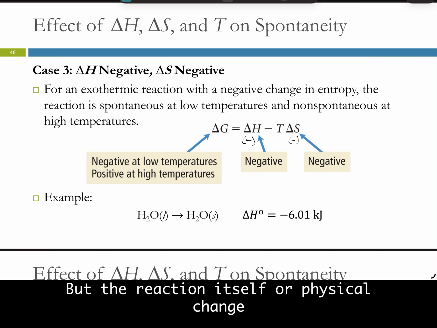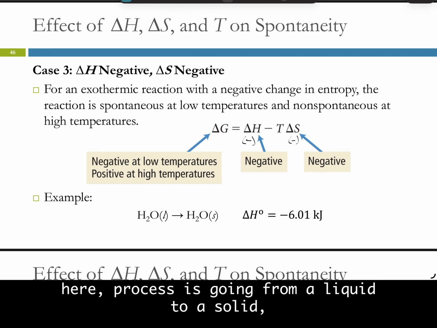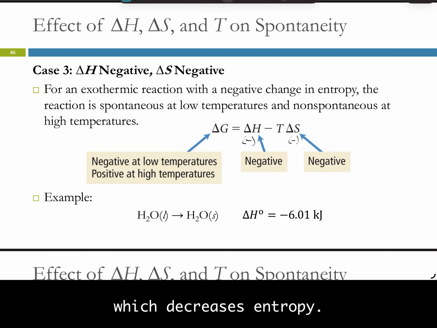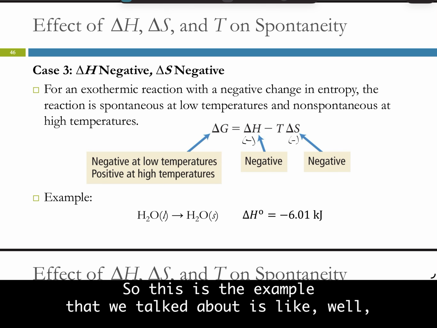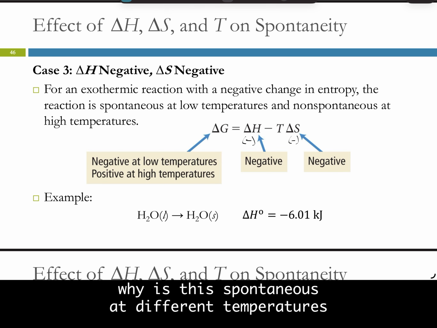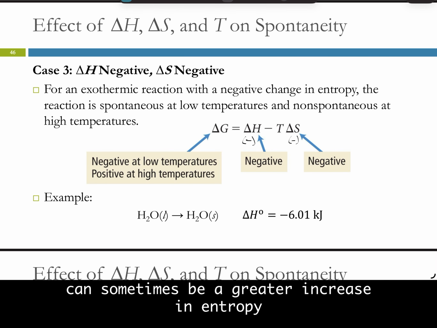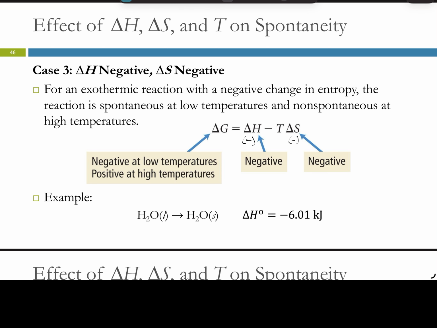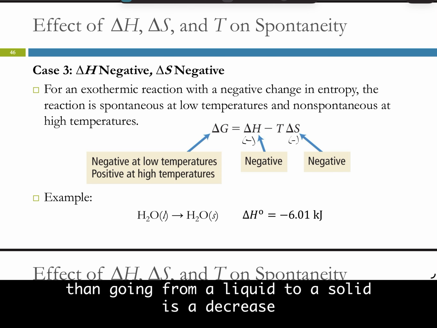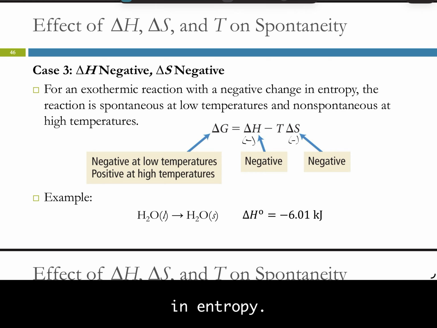But the reaction itself, or physical change here, process, is going from a liquid to a solid, which decreases entropy. This is the example that we talked about: why is this spontaneous at different temperatures? It's spontaneous at different temperatures because the amount of heat that gets released into the surroundings can sometimes be a greater increase in entropy than going from a liquid to a solid is a decrease in entropy.